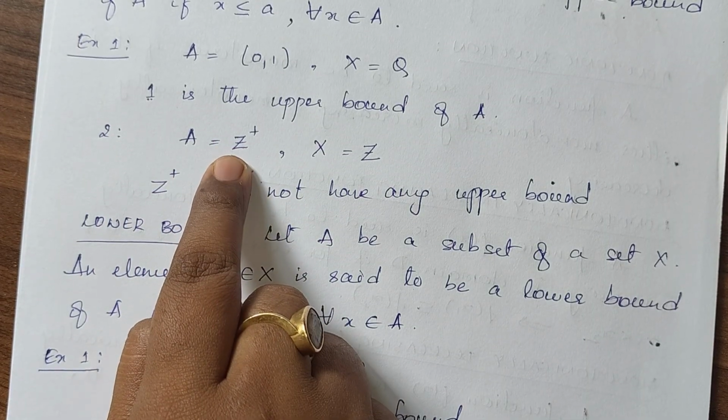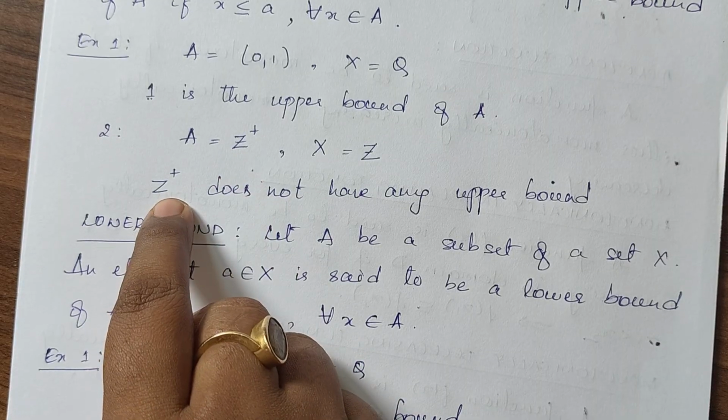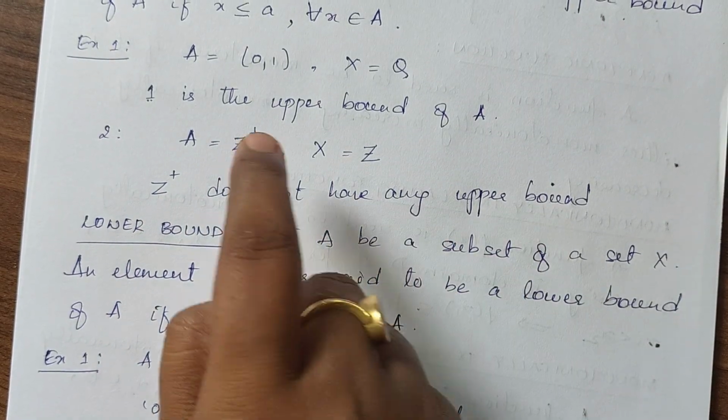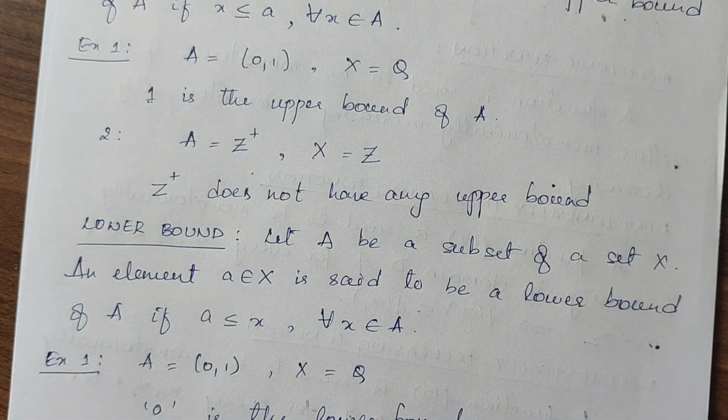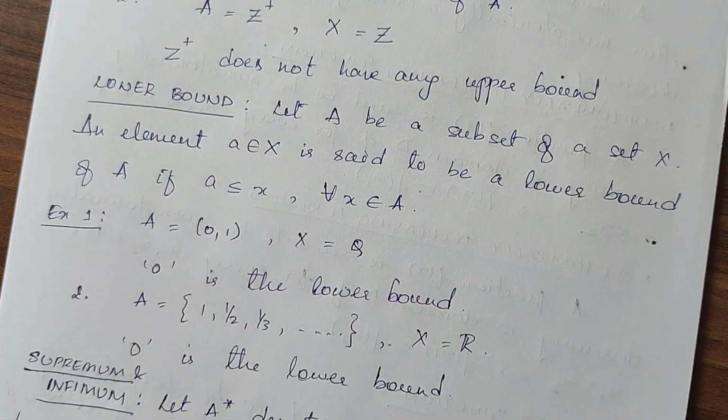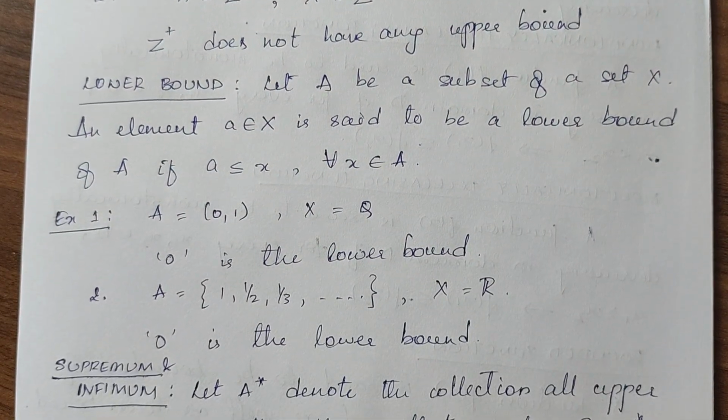So here this Z plus doesn't have any upper bound for that reason. Okay, so now let's move to the next topic. It is lower bound.